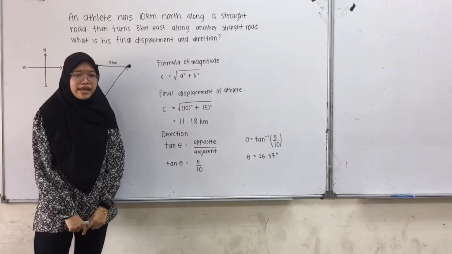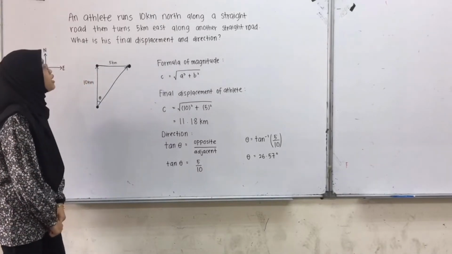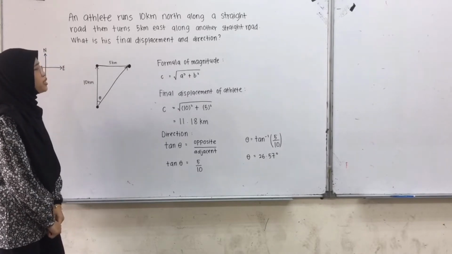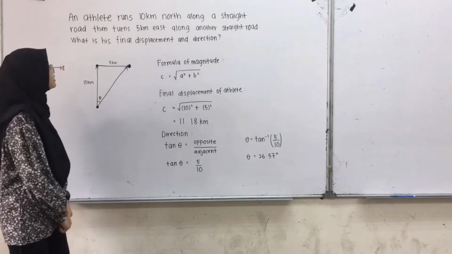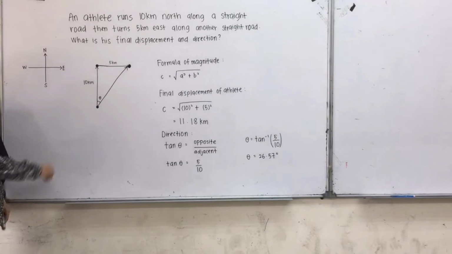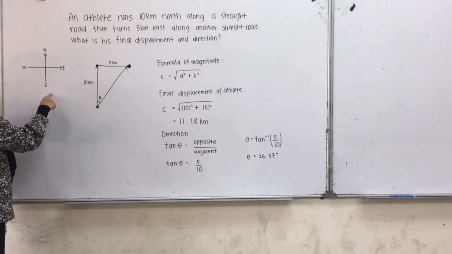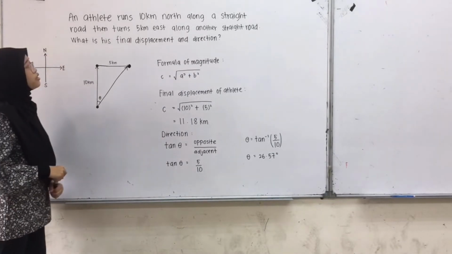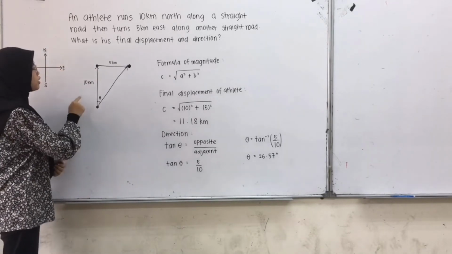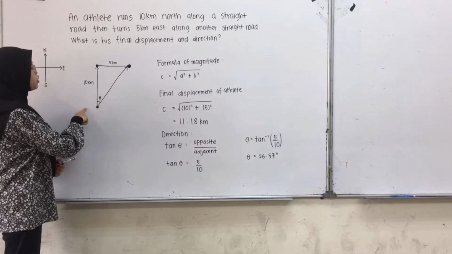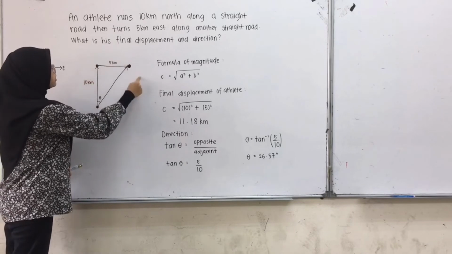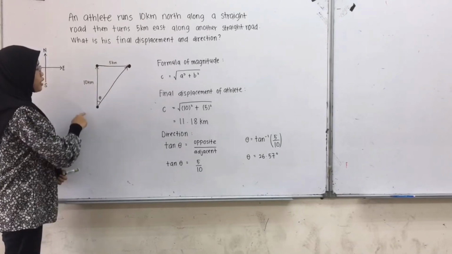We move on to the next question, which is: an athlete runs 10 km north along a straight road, then turns and runs 5 km east along another straight road. What is his final displacement and direction? So we're going to use the directions here, which are north, east, south, and west. From the information given in the question, the athlete runs 10 km upwards, which is to the north, and then 5 km to the right, which is east. And then we get this triangle.